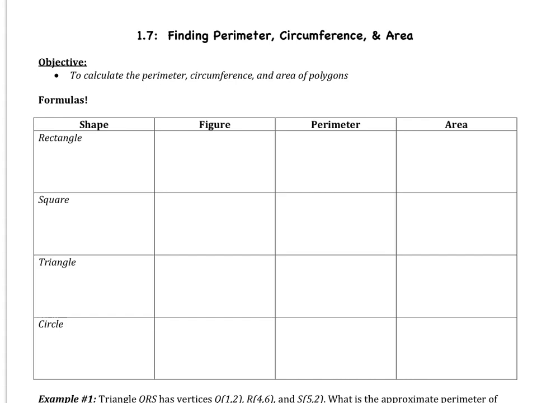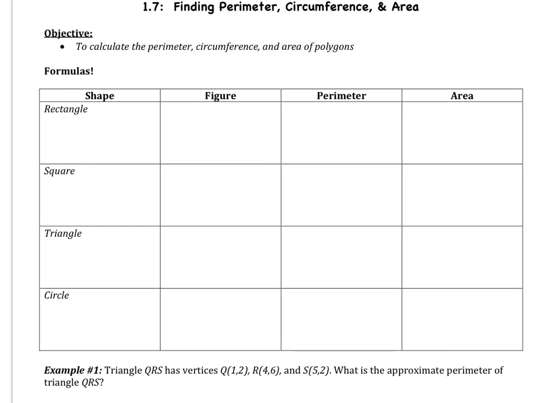So we're going to focus on four main shapes here. We're going to look at the table. You're going to notice the left-hand column has the shape. The next column, we're going to draw a figure. And then we're going to write down the formulas for the perimeter and the area of each of these shapes. Now you will need to memorize these formulas, but most of them you should already know.